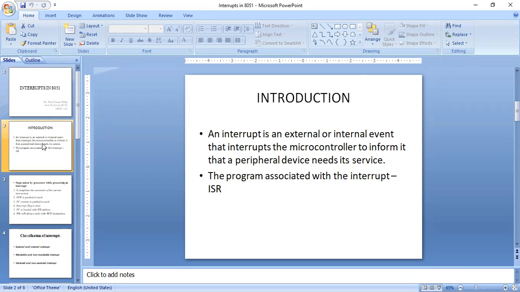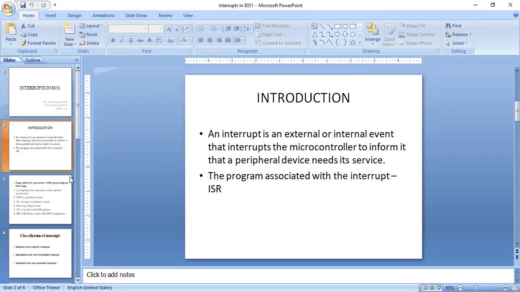Each interrupt has a program associated with it, which is known as the interrupt service routine, or ISR. Once the microcontroller gives access to the peripheral device, it will execute the ISR. After executing the interrupt service, the microcontroller executes the main program. This is how interrupts work.